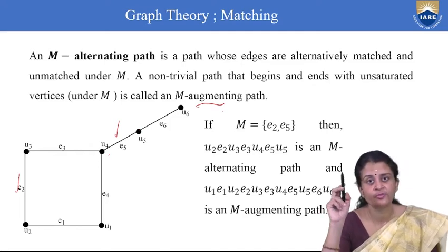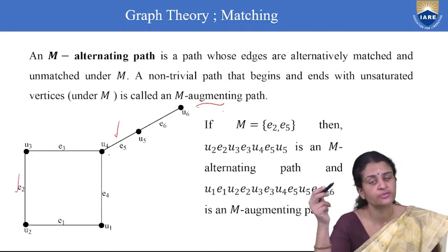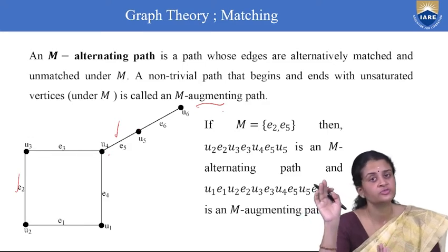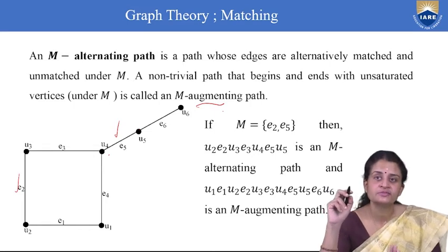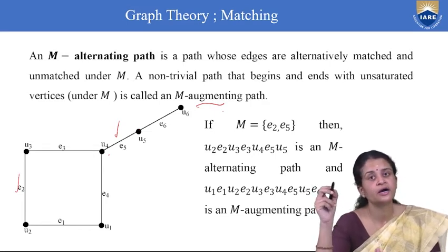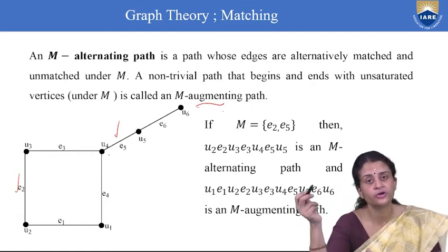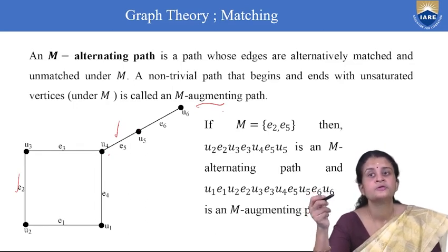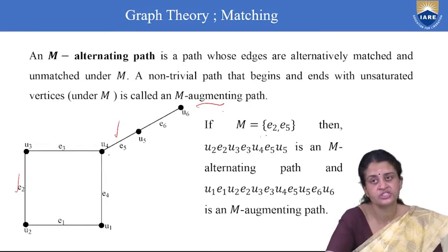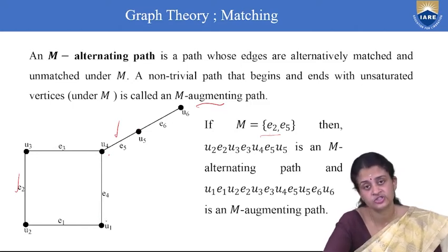We are always saying that when we are considering a matching, then we are considering the edges and vertices, whether they are matched or unmatched, but with respect to that particular matching only. When we are saying this M augmenting path, it starts with a vertex which is unsaturated. That means it is not an endpoint of any of the edges in the given matching. So if you are considering this matching M equal to E2, E5, then an M augmenting path starts with a vertex which is unsaturated.